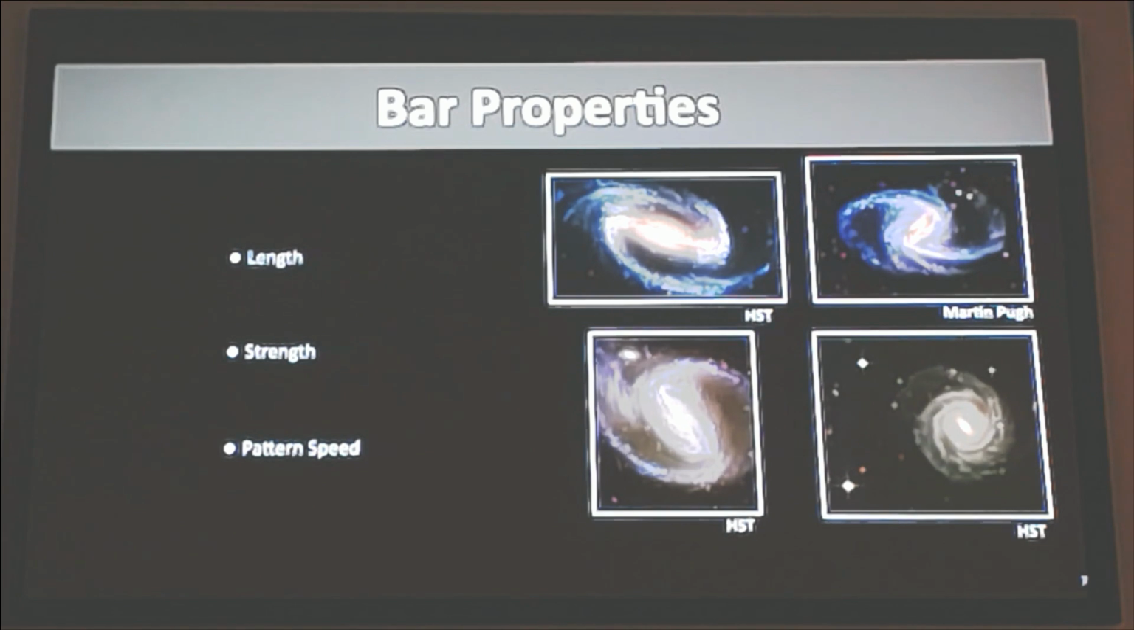Lastly, the pattern speed is the dynamical aspect of the bar. That's the angular rotation of the bar. And by measuring this, one can learn more about if there's been an interaction with the dark matter halo, any angular momentum transfer with the disk, a lot of interesting things.